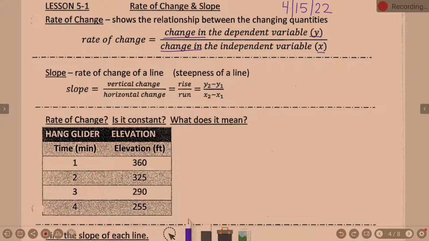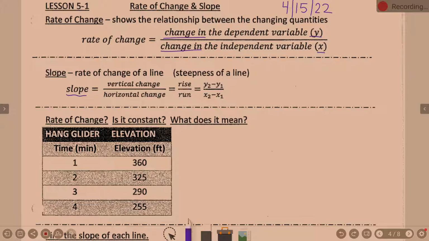Now, notice what it says down there about slope. Slope is the rate of change of a line. When we look at the picture, it describes how steep the line is. Is it going up to the right? Is it going up to the left? Is it really steep? Or is it less steep and like a slow, gradual hill? So, now, you want to know how to find slope.